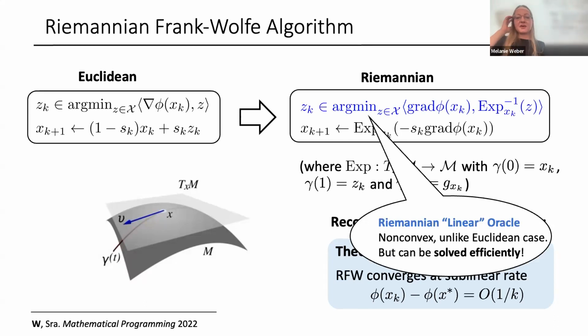For the linear oracle, one nice thing about the Euclidean Frank-Wolfe is that the subroutine is a convex subroutine, so it's fairly easy to solve. In the Riemannian setting, it's non-convex, so we have to think a little bit more carefully about how to solve it efficiently, but we will shortly see that there are approaches for doing that.